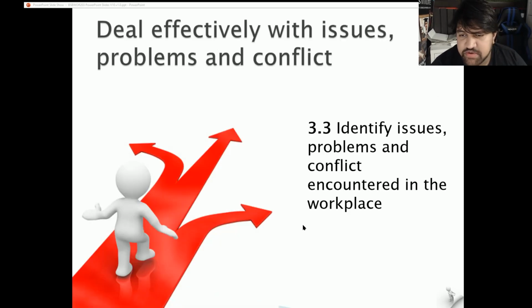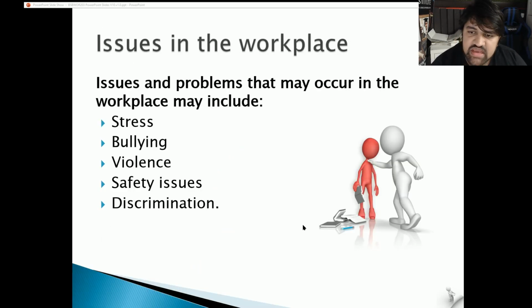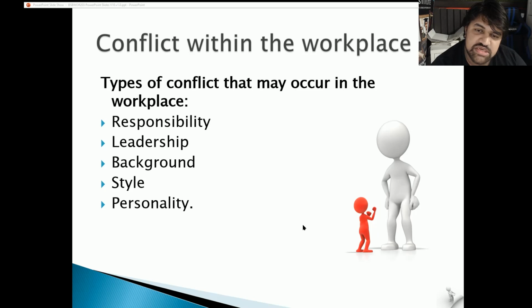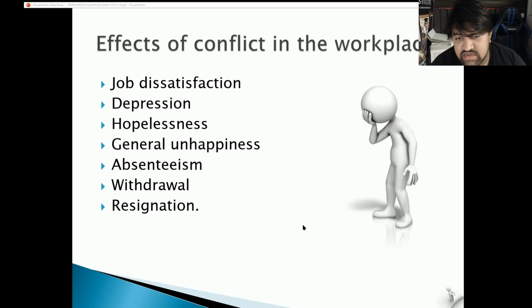Identify issues, problems, and conflict encountered in the workplace. Issues and problems that may occur in the workplace may include stress, bullying, violence, safety issues, and discrimination. Types of conflict that may occur in the workplace, such as responsibility, leadership, background, style, and personality. Effects of conflict in the workplace.